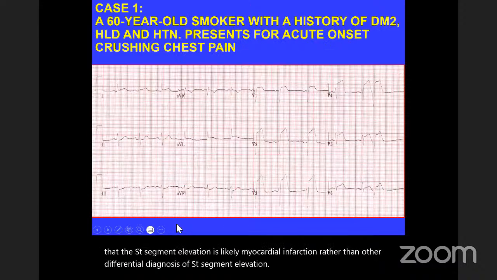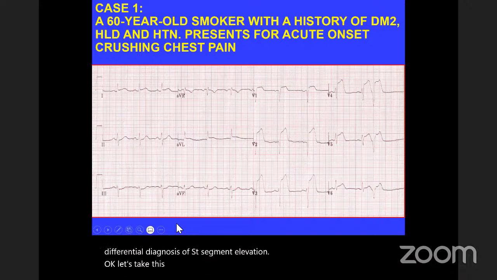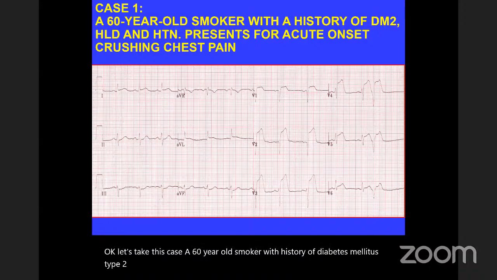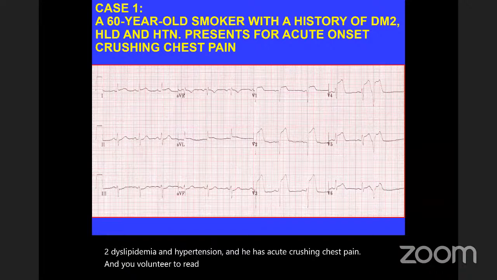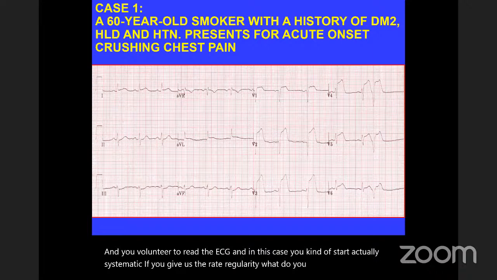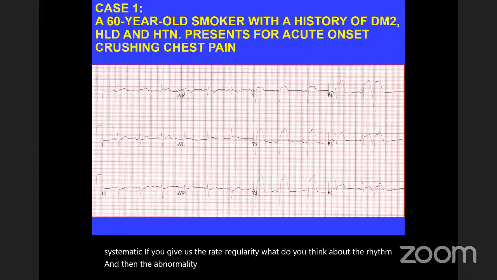Okay, let's take this case: a 60-year-old smoker with a history of diabetes mellitus type 2, dyslipidemia and hypertension. He has acute crushing chest pain. I volunteer to read the ECG, and in this case, you can start systematically. Give us the rate, regularity, what you think about the rhythm, and then the abnormality that you see.